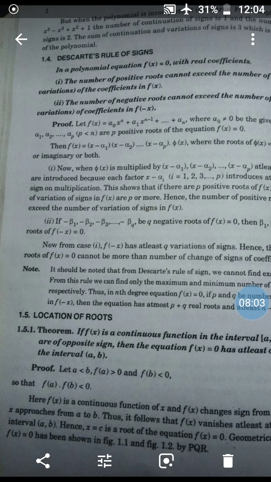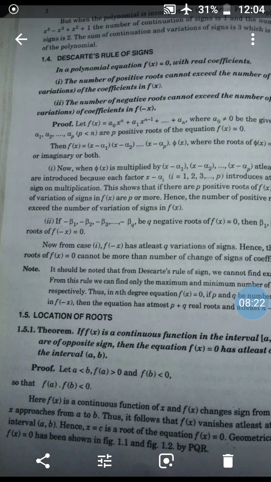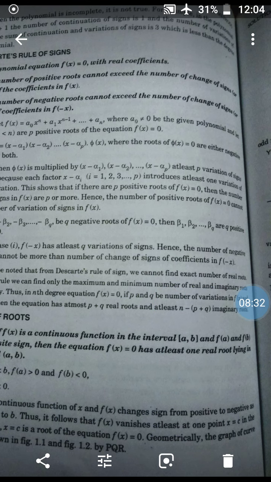That means, as the function is continuous, f x changes sign from a to b. It follows that when f x changes sign, it has to touch the x axis. Then it means f x vanishes at least at one point x equal to c in the interval a b, because it touches the x axis, and on the x axis y is equal to 0. So hence x equal to c is a root of the equation f x equal to 0.